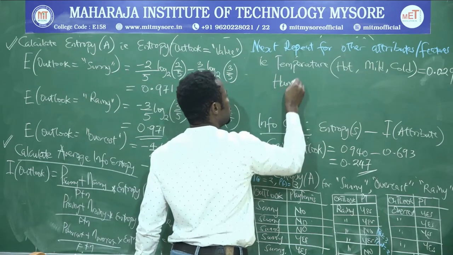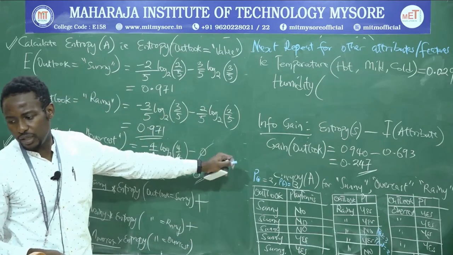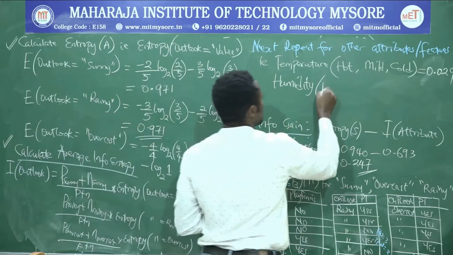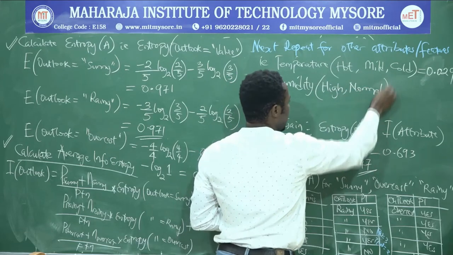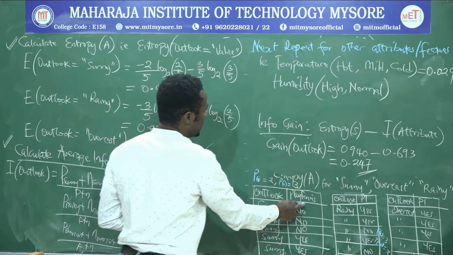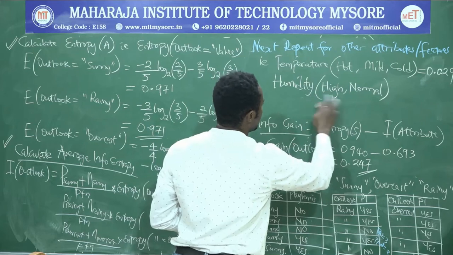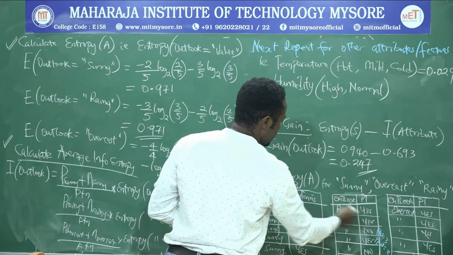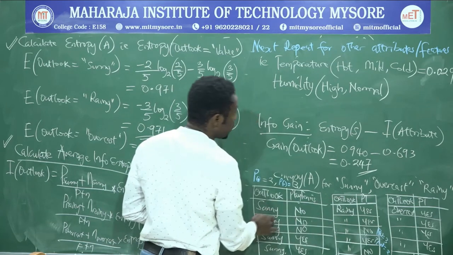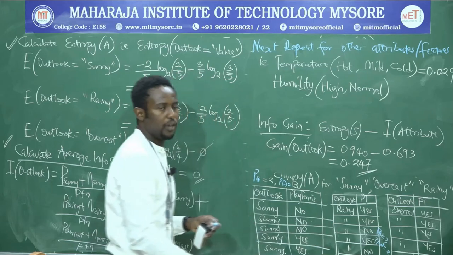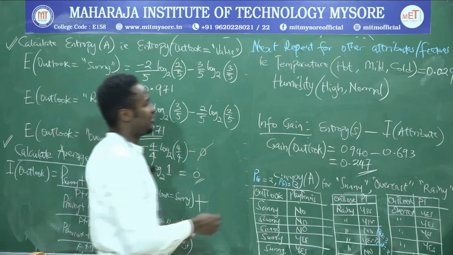So you repeat for humidity. Make some subsets of that also. For humidity, you have high and normal. So for high, you make a table, and for normal also, you make another table. Same thing: humidity, play tennis. This will be for high, and that will be for normal. After that is done, the gain is 0.152.